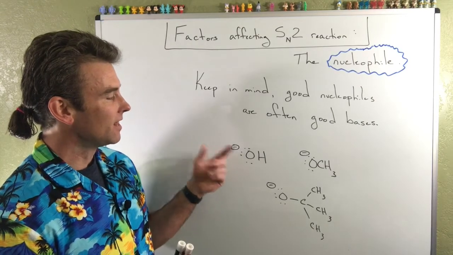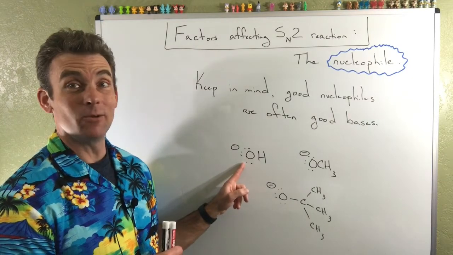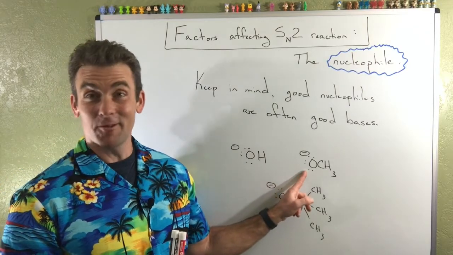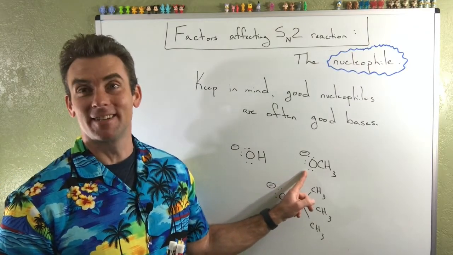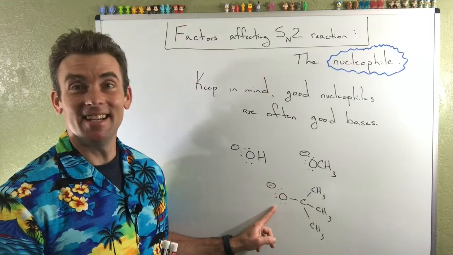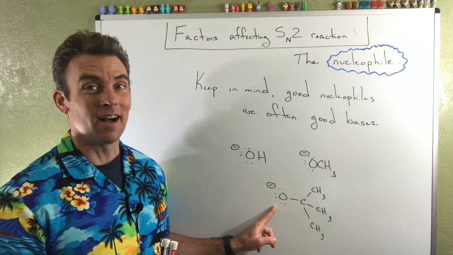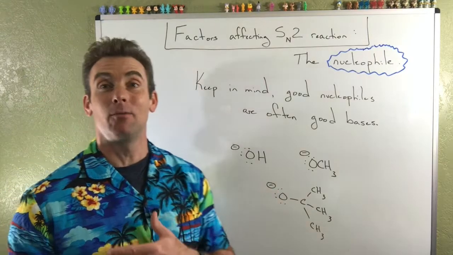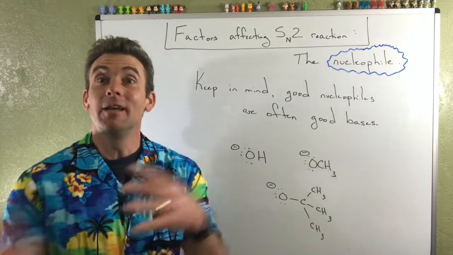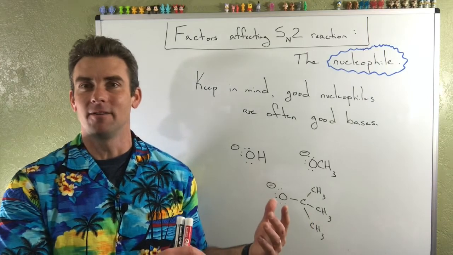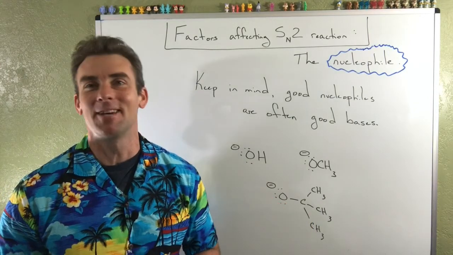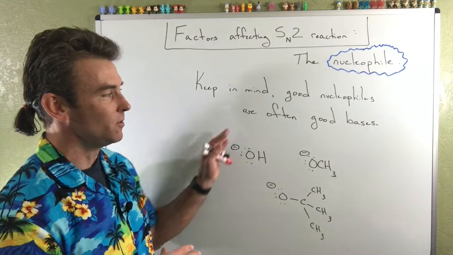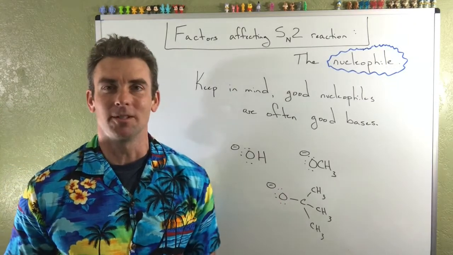Well, that guy is a great nucleophile and a darn good base. This guy is a great nucleophile and a darn good base. This guy is a pretty bad nucleophile, but a heck of a base. And what that's going to open the door for is the elimination side of the process that we're not allowed to think about just yet. So keep that in mind as we start to develop some of these rules.